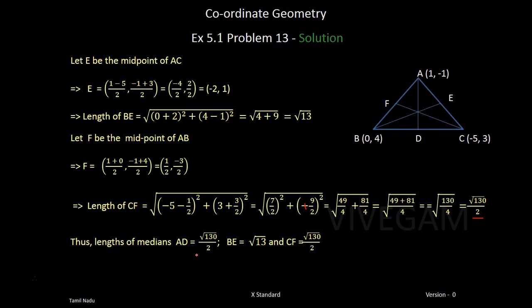So the lengths of the medians are: AD is root 130 by 2, BE is root 13, and CF is root 130 by 2.